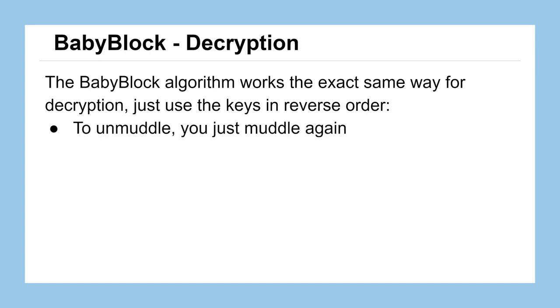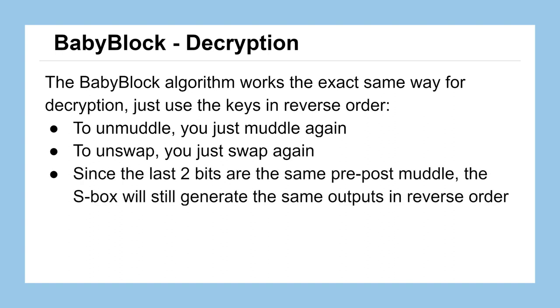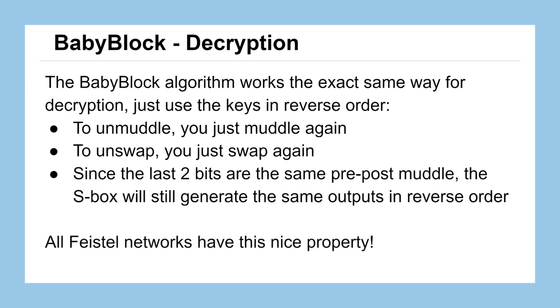We can do that because, as we've already seen, to unmuddle blocks, you can just muddle them again. So that operation doesn't have to change. We do the exact same thing and it will undo it. To undo our swap, we could just swap again. So the swapping step will just undo the swap that we would have had in our block. And since the last 2 bits of our muddled block are the same pre and post muddling, the S box will actually generate the exact same output bits, whether we're doing it pre or post muddle, meaning that it's going to be set up perfectly to create the same bits to muddle and unmuddle the blocks. It turns out that really all block ciphers that are Feistel networks have this nice property that the decryption algorithm is the exact same as the encryption algorithm.